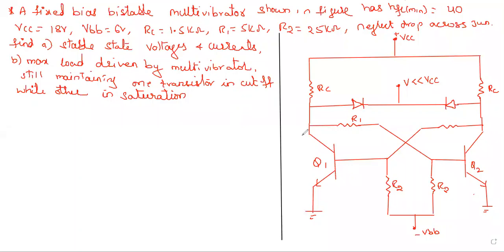So let us solve one problem on this collector catching diodes. Here the given data is that HFE minimum is 40, VCC is 18, VBB is 6, and RC is 1.5, R1 is 5 kilo ohm, R2 is 25 kilo ohms, and that voltage V is given as 6 volts. And neglect drop across junctions.